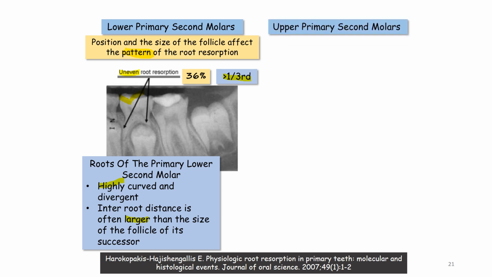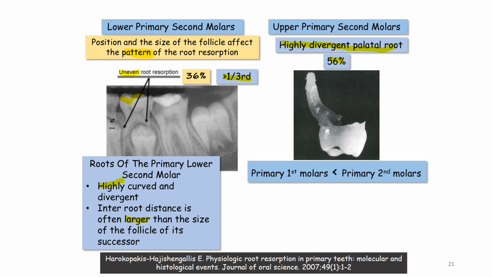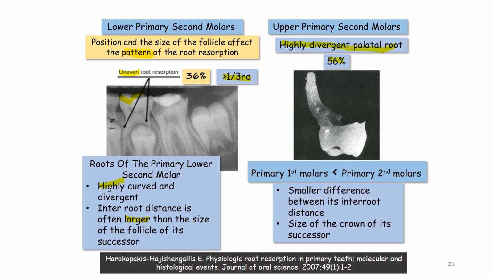This is even appreciated in the upper primary second molars, where the highly divergent palatal roots show more than 56% of uneven root resorption. This uneven root resorption is shown more by the primary second molars when compared to that of the primary first molars. This could be because of the smaller differences between the interroot distance and also the size of the crown of the permanent successor.